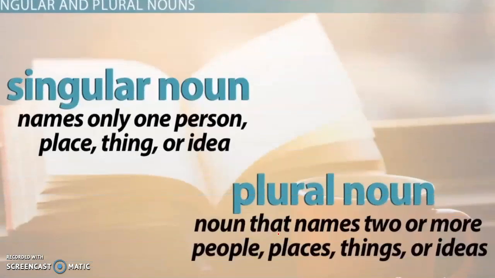Okay. Now let's revise. Singular noun names only one person, place, thing, idea, or animal. Plural noun names two or more.